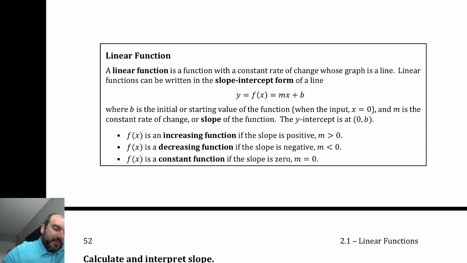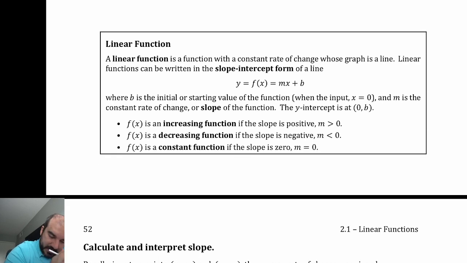And now we're going to read through this and understand how y equals mx plus b works. It represents a linear function when you have a constant rate of change. We can write this in slope-intercept form, where m is the slope. That's what it says right here. M is the slope, and the y-intercept is at (0, b).